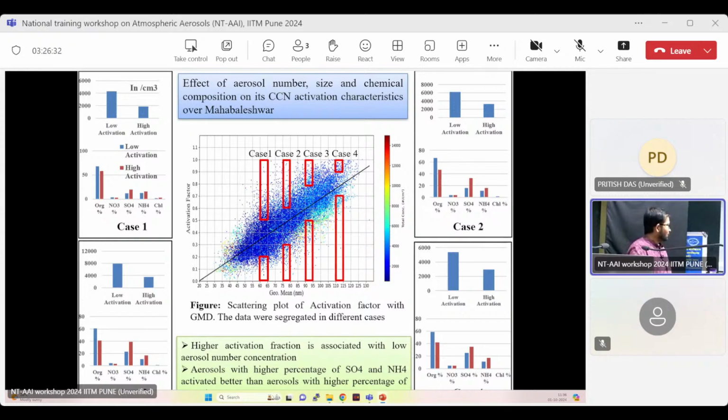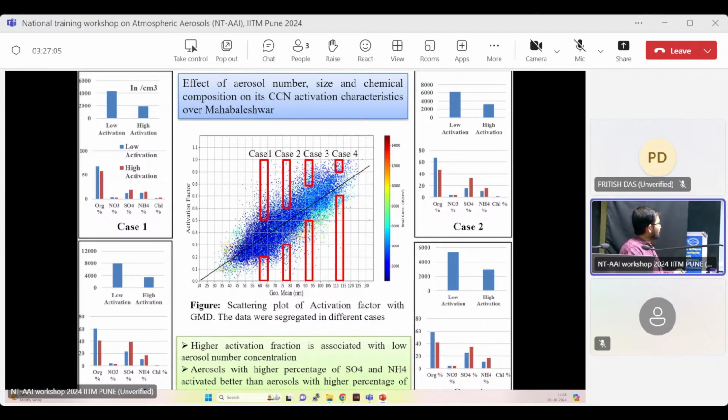When we compare this geometric mean diameter with activation fraction, for a defined geometric mean diameter of a distribution, we have seen lower activation and higher activation as well. When we try to see what may be the reason for different cases, like case 1, case 2, case 3, case 4, there are geometric mean bins, that is size bins, for which you have higher activation and lower activation for different cases.